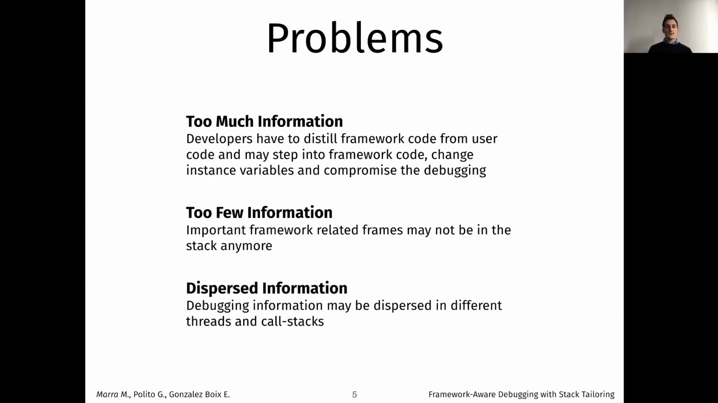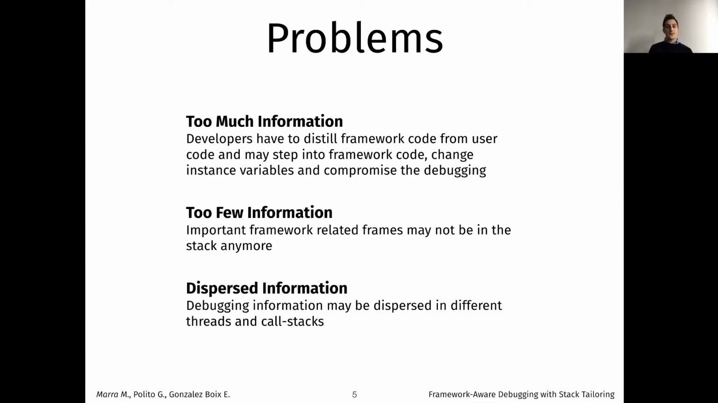We can abstract these situations into three problems. The first one is that sometimes debuggers show too much information to the developer in the call stack, and developers have to distill framework code from user code and may even step into this framework code, hampering the debugging experience. Sometimes instead, debuggers show too little information, meaning that sometimes important framework-related frames are not present anymore in the call stack because they were either in another method activation or they were even executed in a different thread.